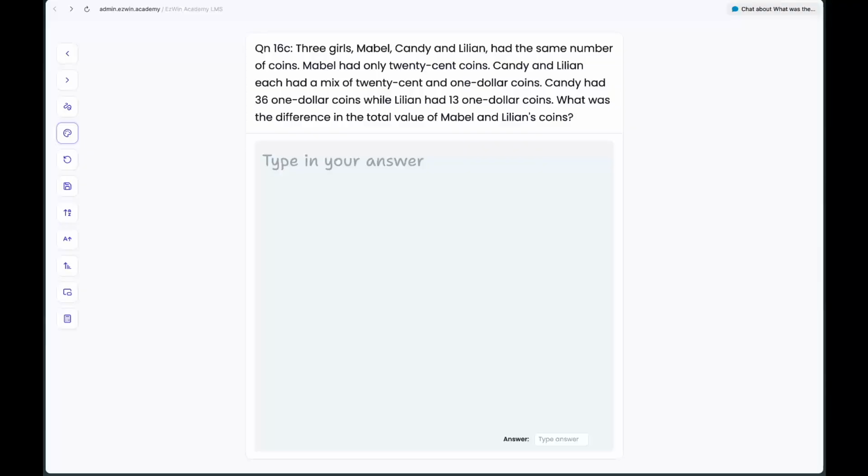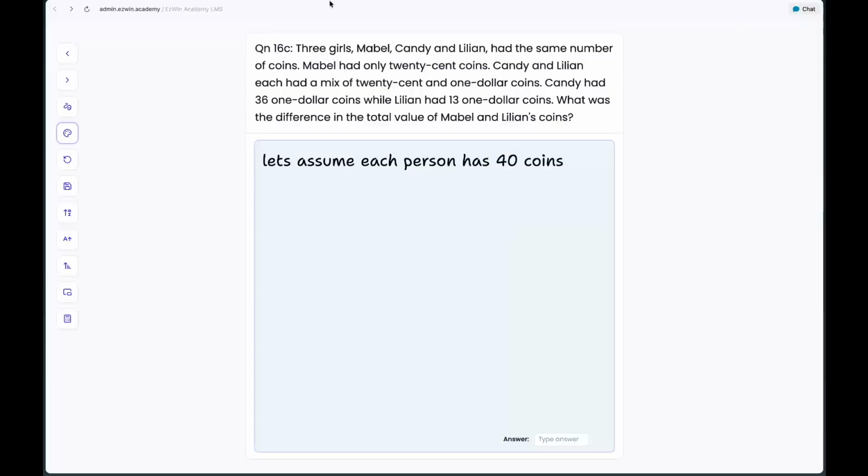So in this case, we just want to assume that each person had 40 coins because in the question it says each of them had the same number of coins. Why 40 is because it's the multiple of 10 that's closest to 36 or higher than 36. So in this case, let's calculate Mabel, which is basically, if she only has 20-cent coins, 40 times 20 cents, this will give us $8.